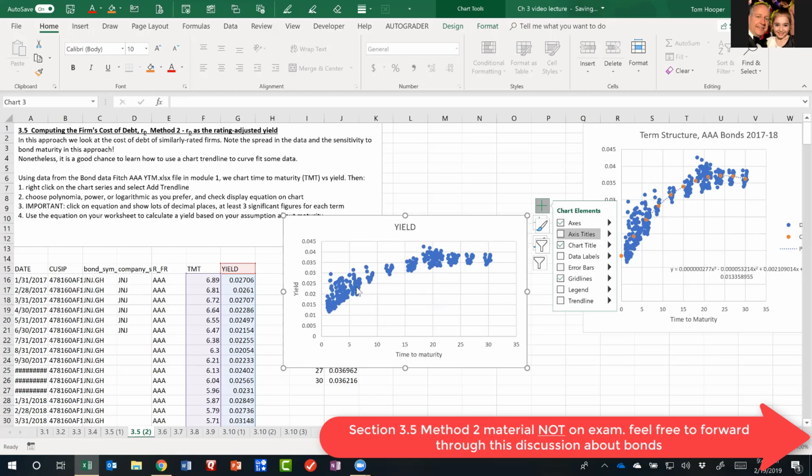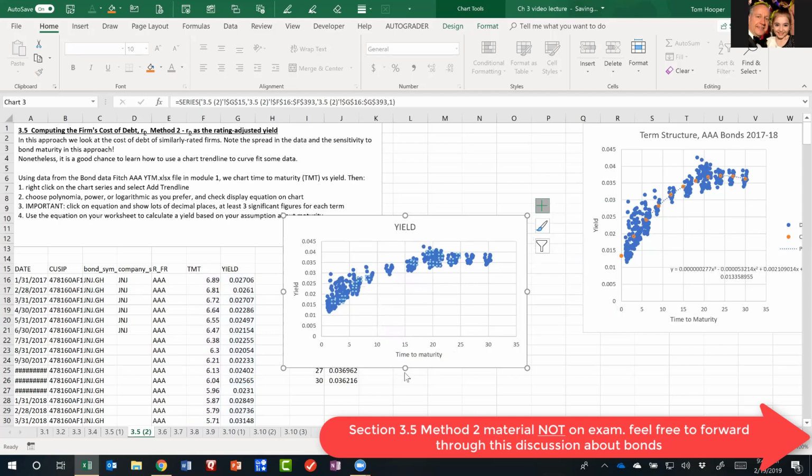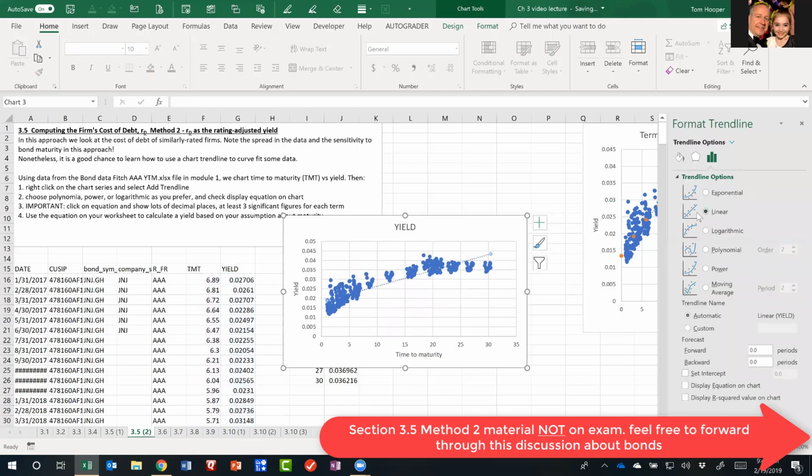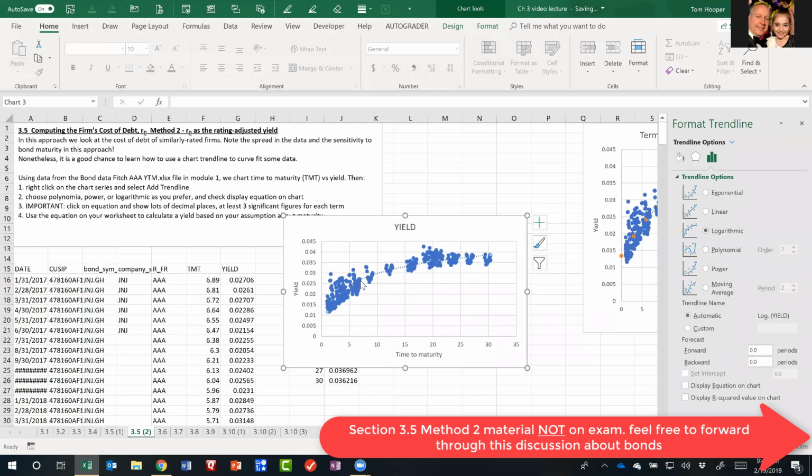We're going to right click on one of these points. We're going to add a trend line. And we can fit any kind of trend line. I could fit a straight line through there. I could try to do an exponential fit, which this data doesn't lend itself to because exponential is concave up. I could do a logarithmic fit, which lends itself to this data a lot better. I could do a power fit, which isn't much different.